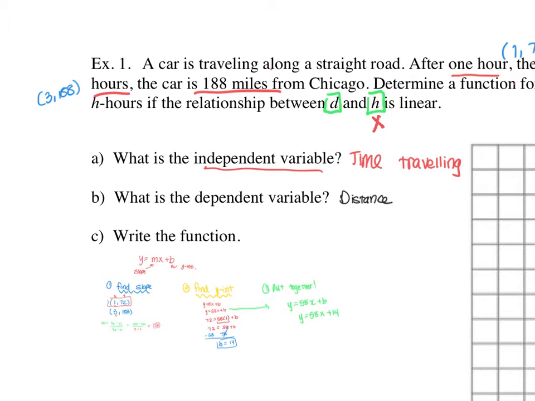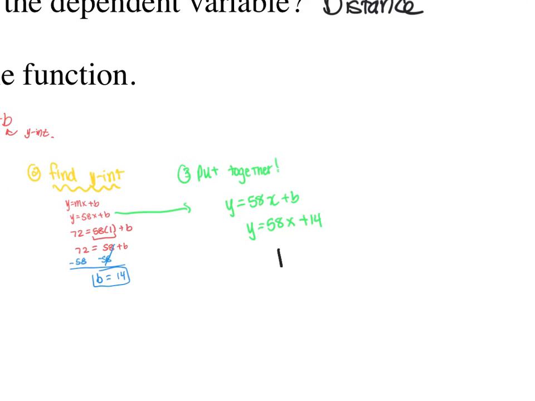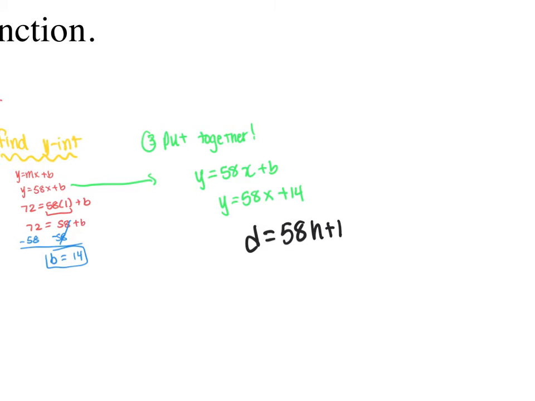Distance is the y value, basically. So where I see my y, I'm going to put a d. So I can say d is equal to 58h plus 14, with h as my x value. And that's your final answer.